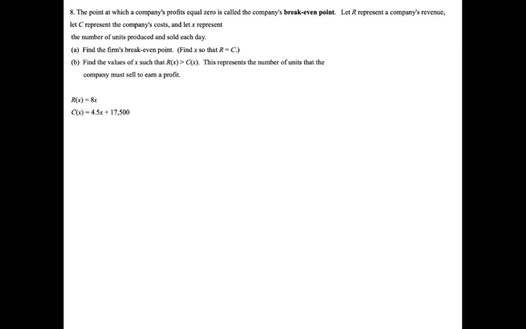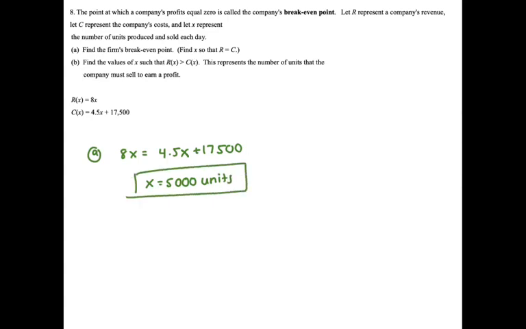Part A asks us to find the break-even point. So where is our revenue equal to our cost? All we're going to do is set the revenue equation equal to the cost equation, and we're given both of those below, and we're just going to solve for X. So when you go about solving for X, we should be getting 5,000 units. I'm going to let you guys do the algebra on that one. Okay, so to break even, that means make exactly what it cost us to create the phones. We need to sell 5,000 phones.